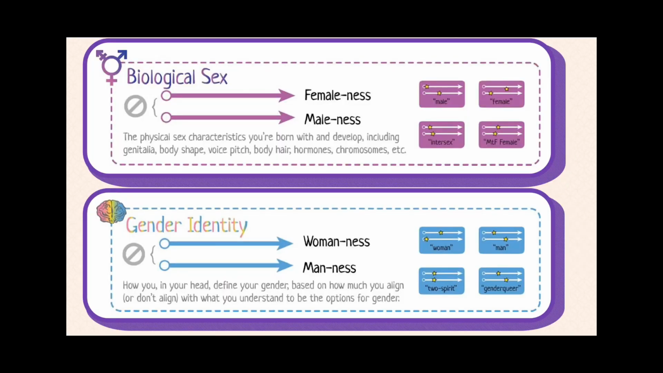Now, biological sex is the physical sex characteristics that you're born with and develop, including your genitalia, your penis or your vagina, your body shape, your secondary sex characteristics, your voice, your pitch, body hair, hormones, chromosomes. And what we ask here is the extent of your femaleness and your maleness. So, of course, some people biologically are female. And there are those people who are biologically male. But there are also people who are both, and they're intersex.